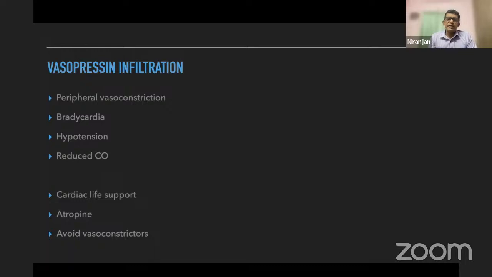There are studies for and against vasopressin infiltration in myomectomies, but if at all toxicity occurs, it presents like peripheral vasoconstriction, bradycardia, hypotension, and reduced cardiac output. So, since there is peripheral vasoconstriction, the anesthetist picks it up as loss of pulse in the pulse oximeter, and the first tendency is to use vasoconstrictors. That is something which you should never do. Here, the treatment is cardiac life support and atropine. Never use vasoconstrictors.